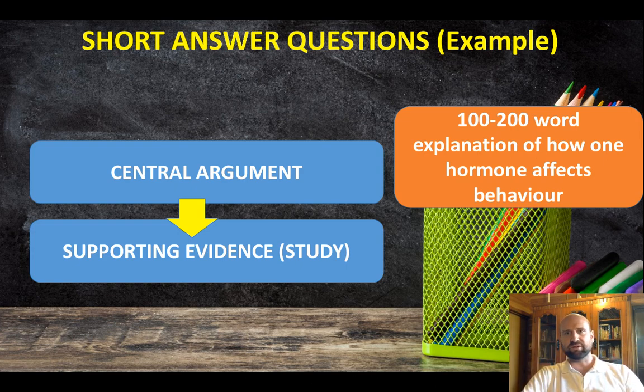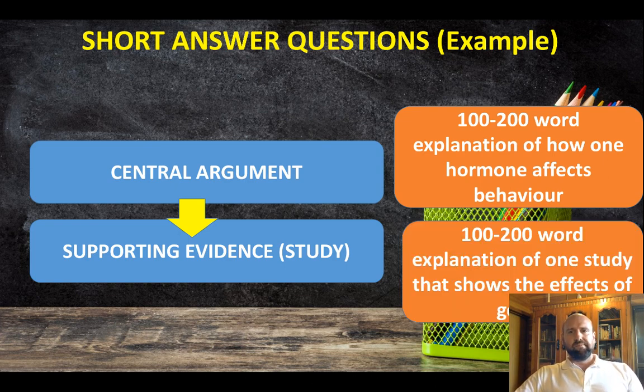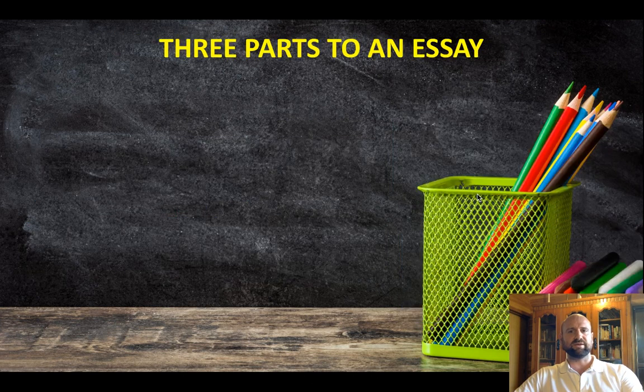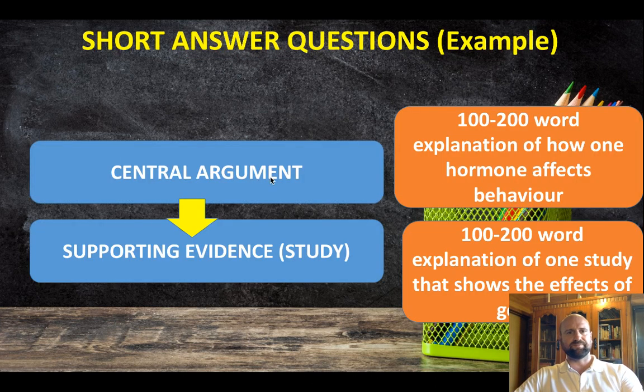If the topic was neuroplasticity, then it would be a 100 to 200 word explanation of the example of neuroplasticity, maybe why it occurs. If it was localization of function, okay, what does that word mean? What's the part of the brain? And then getting into the study, okay, how do we know that? A 100 to 200 word explanation of how the hormone affects the behavior. Sorry, I made a mistake there, but that would be it for the topic.